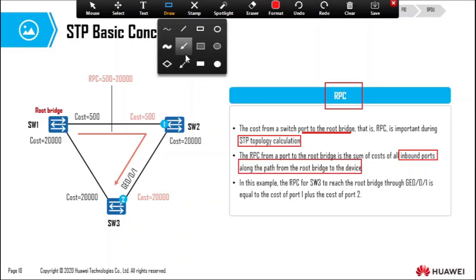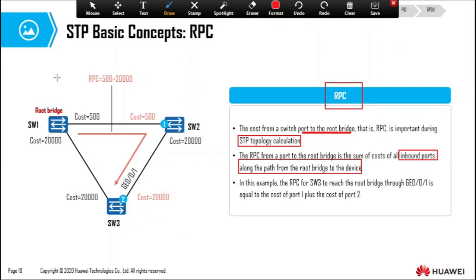So what do we mean when we say that? In this particular example, S1, or switch 1, is the root bridge. We want to calculate the RPC of this particular interface here. The RPC of that interface is going to be the cost of all inbound interfaces. The first inbound interface we have is this one. The cost of this inbound interface is 500. So we write 500.